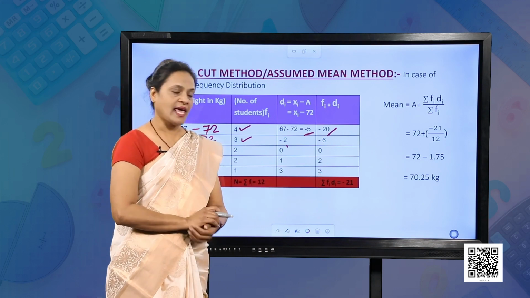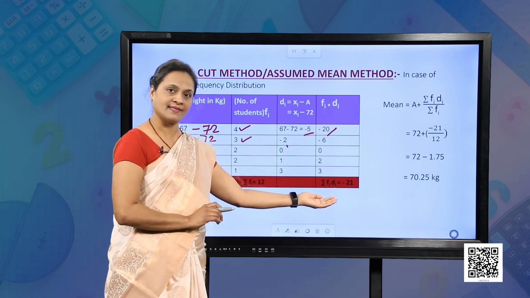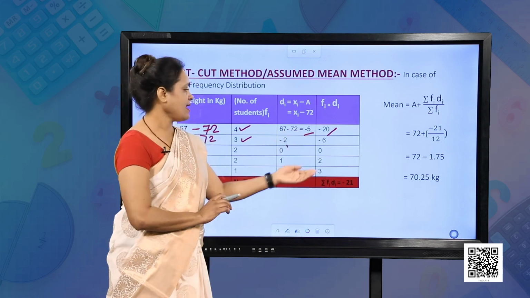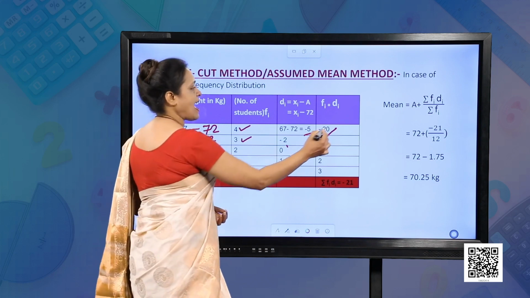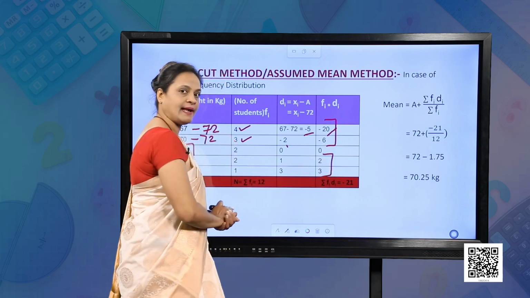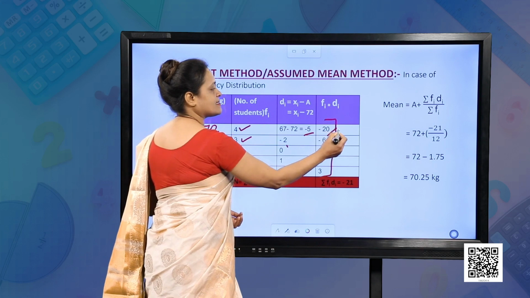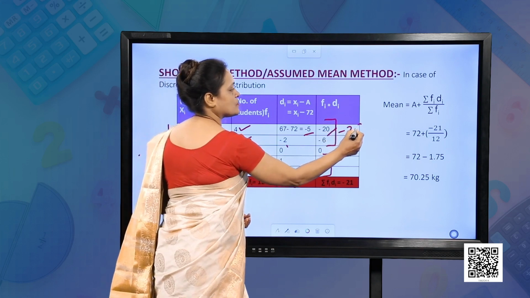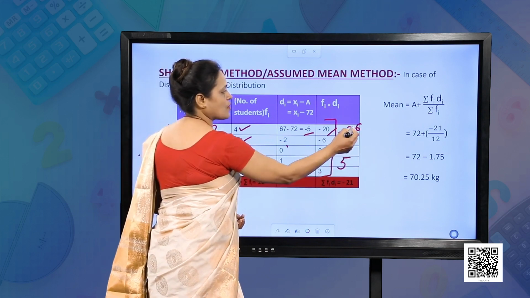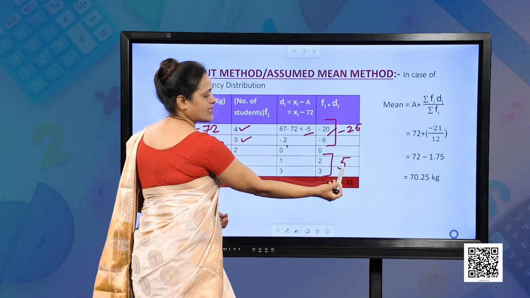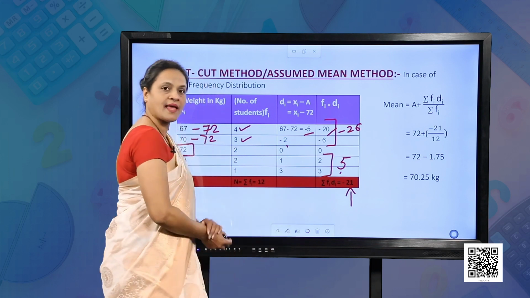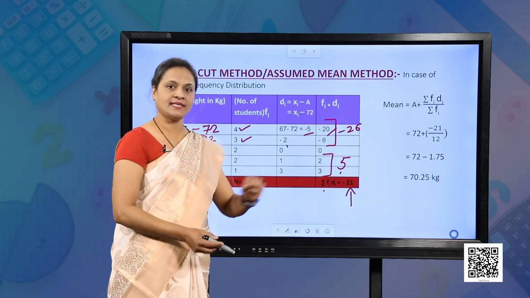Now, I have to take the sum of the fi di's. How should I find this sum? Because some of the values are negative and others are positive, I will add the negative values separately and the positive values separately. So, minus 20 minus 6 gives me minus 26. 2 plus 3 gives me 5. Solving these two, minus 26 plus 5 gives me minus 21. So, this is sigma fi di.